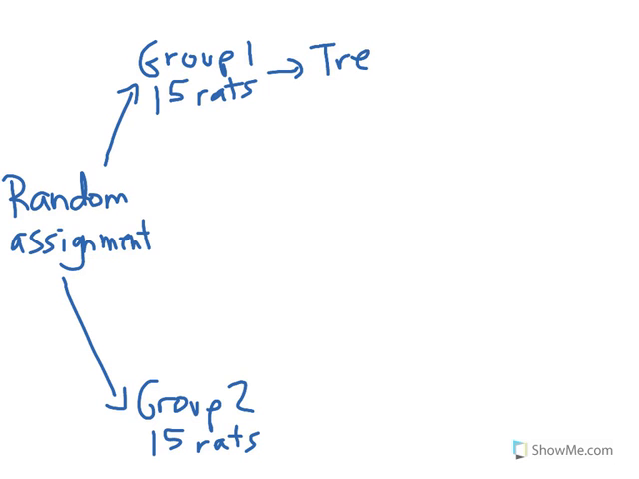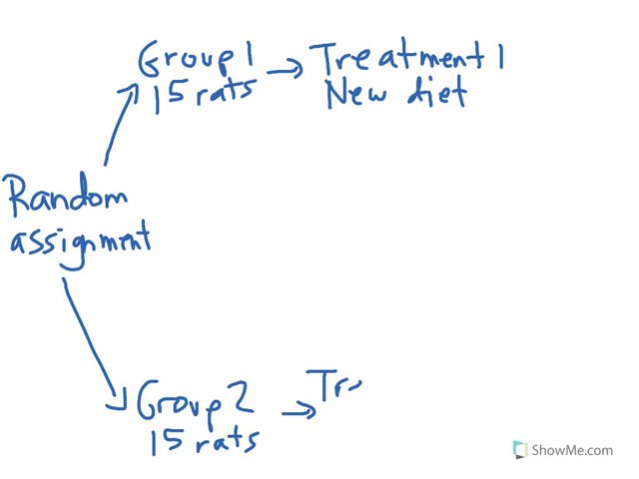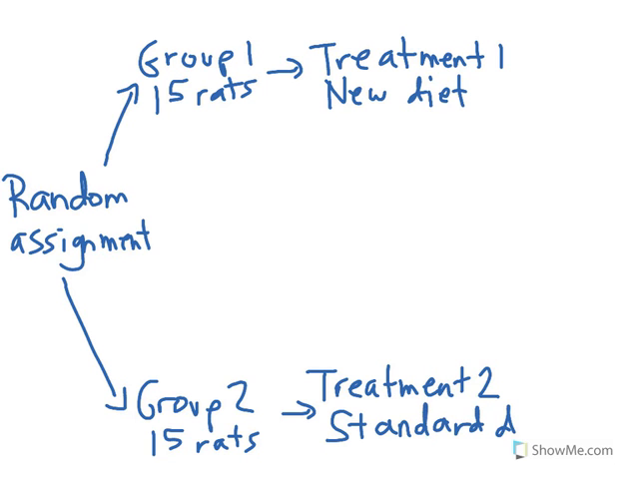So we're going to say first, group 1 is going to undergo treatment number 1, and that's going to be the new diet. That's the new group. And then group number 2 is treatment number 2. And they are eating the standard diet or the old diet. They are the untreated group, the control group.